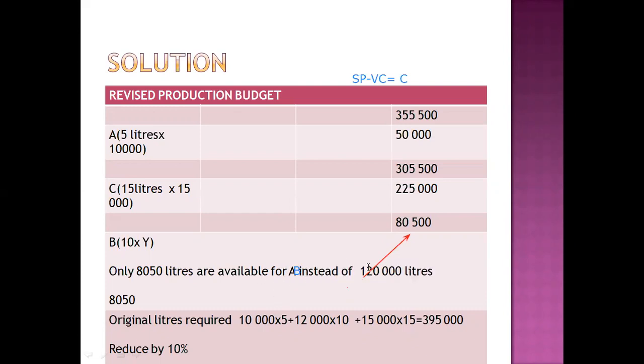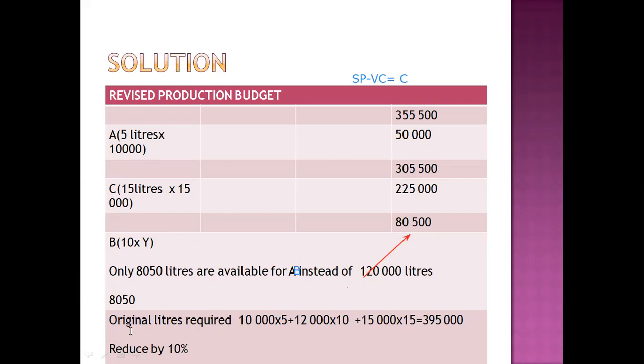Okay, so that's how you do the math. Please be careful, be in a position to do the math in this case. So we are going to say 80,500 divided by 10, we get the 8,050. This is our revised budget. Our revised budget: A, 10,000 units, C, 15,000 units, then our B is 8,050 units.